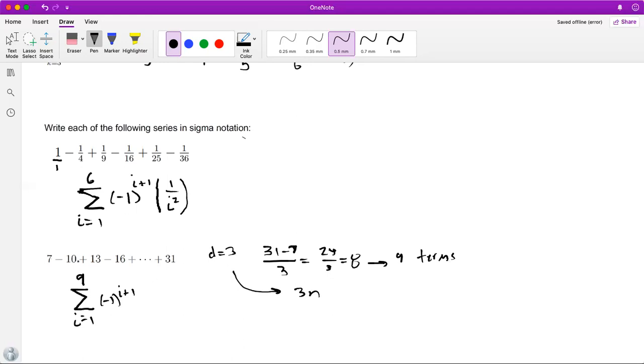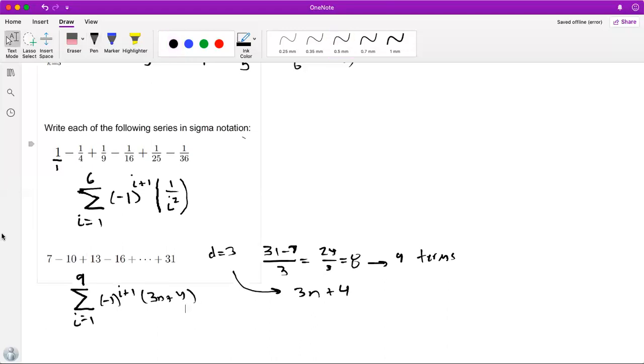When n is 1, 3n is 3. To get to 7 from 3, I have to add 4. And then you check. 3 times 1 plus 4 is 7. That works for the first term. 3 times 2 is 6 plus 4 is 10. 3 times 3 is 9 plus 4 is 13. That seems to work. So then I do 3n plus 4, and I'm good to go.